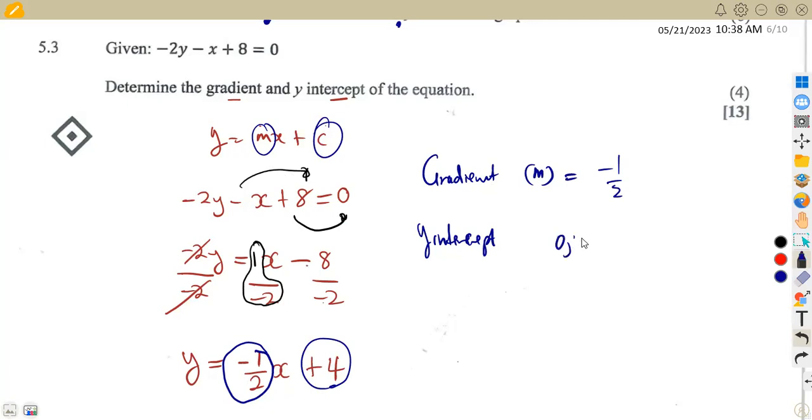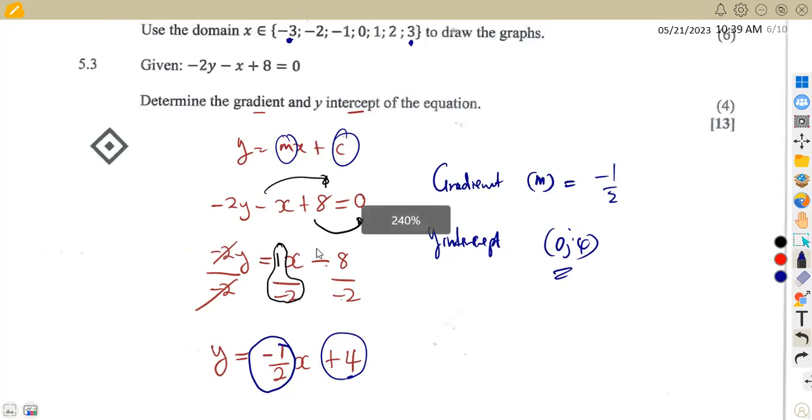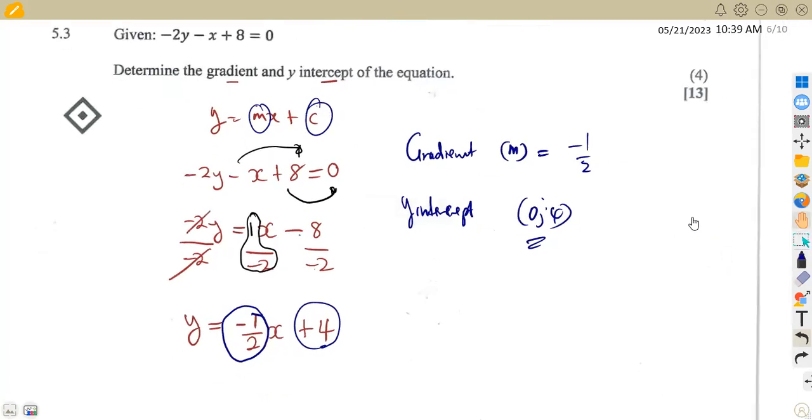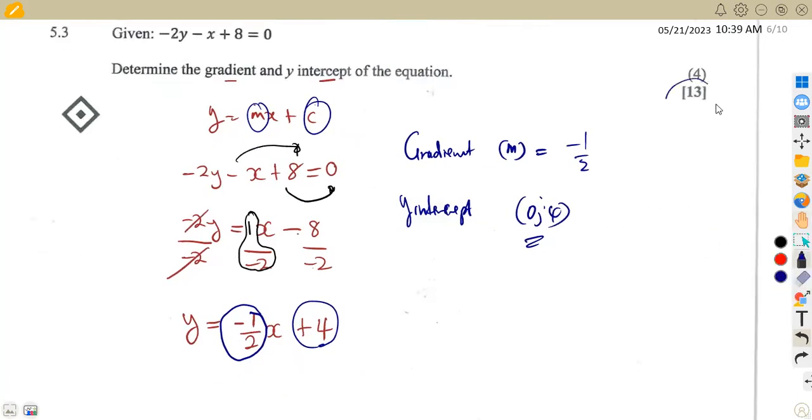So that's at x is equal to 0, y is equal to 4. So that's how we can write our y-intercept from our equation. All right, so that was our question 5, having a total of 18 marks. So these are the typical questions, guys, that we might be given.